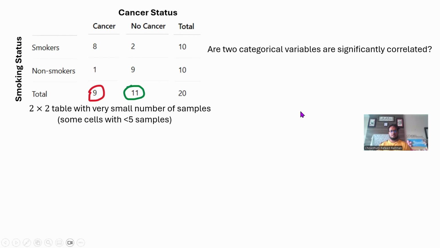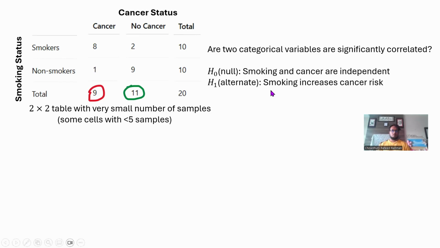For this case, the question is sort of like this. We provide the null hypothesis, which is smoking and cancer are not dependent. That means they're independent. They have no correlation with each other. The alternate hypothesis can be that smoking increases cancer risk. That can be the hypothesis. You can see that we have strictly mentioned increases here. That means it is a one-sided test.